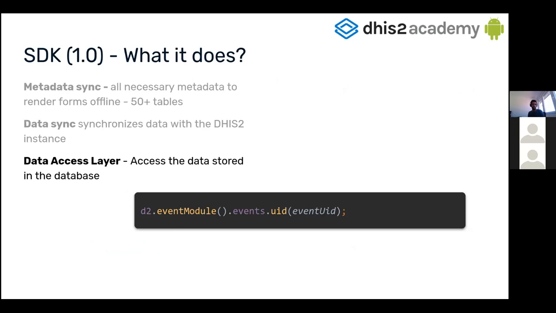So we have all this information, metadata and data, in the device. The next layer is the data access layer. The SDK exposes the information to the application in this way, as you can see on the screen. The SDK exposes the model and convenient methods to access the data, so you have type safety in the information.